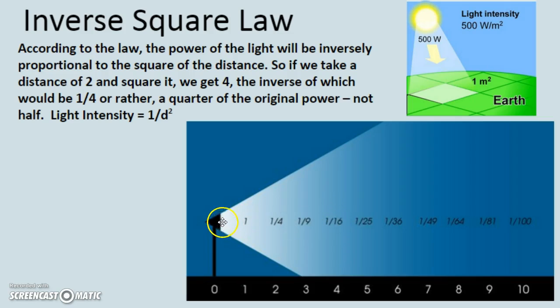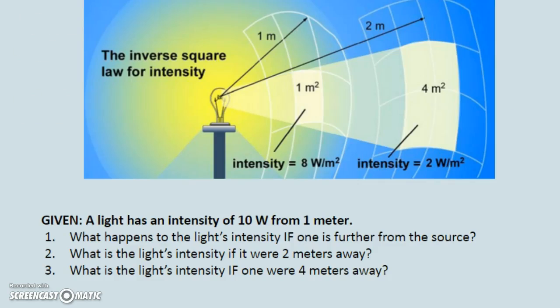It doesn't say that the brightness changed. It simply says the way I perceive that light is what is decreasing, and it's decreasing at an inverse square. So let's do some numbers here. For the inverse square law of intensity, let's say that at 1 meter away, I have an intensity of 8 watts per meter squared. If I am 2 meters away, thinking of it as a 2 by 2 area, it's only going to have 1/4 the intensity as it was at 1 meter away. So 1/4 of 8 watts per meter squared is 2 watts per meter squared.